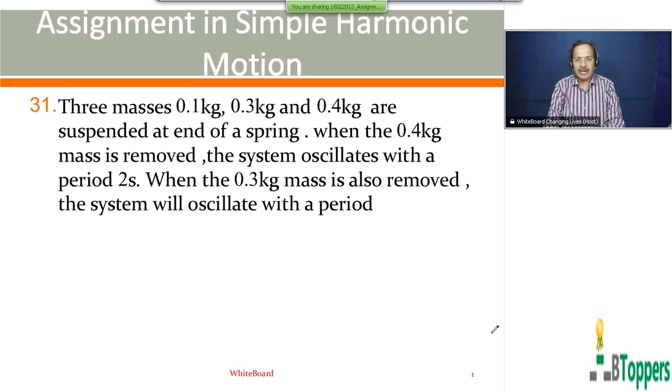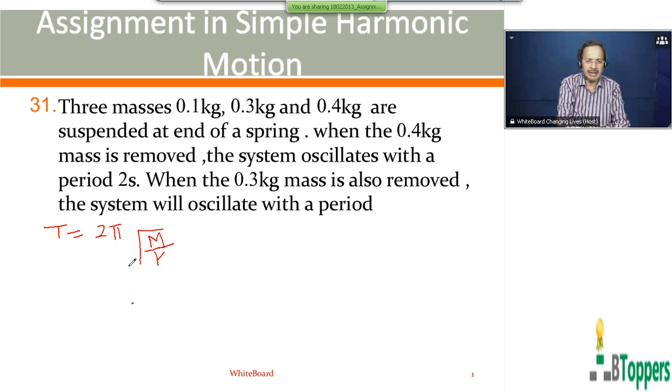Three masses 0.1 kg, 0.3 kg and 0.4 kg are suspended at the end of a spring. When the 0.4 kg mass is removed, the system oscillates with a period 2 seconds. And the 0.3 kg mass is also removed. The system will oscillate with a period. So the time period of vertical oscillations of a mass m suspended from an elastic spring of force constant k is given by 2 pi root of m by k.